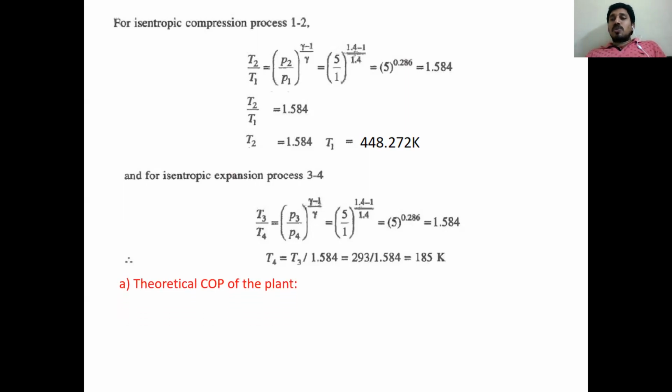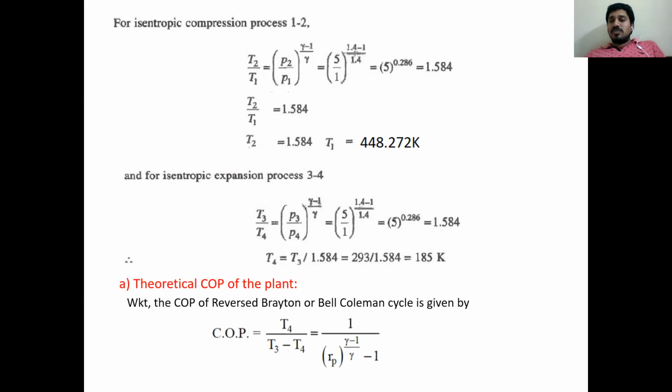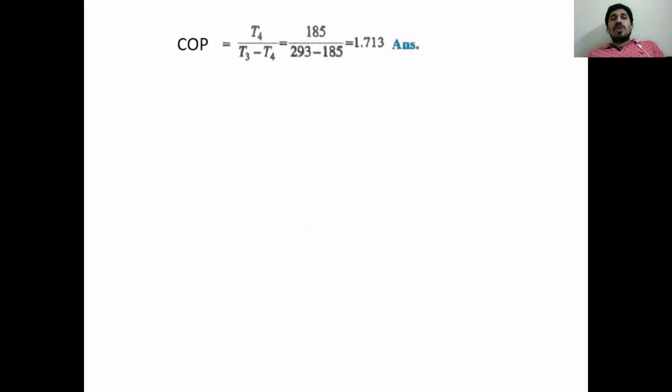Now the first objective of the problem: the theoretical COP of the reversed Brayton cycle, or Bell Coleman cycle. We know the COP equation. Instead of using temperatures, the relation is T4 by T3 minus T4. If I want to solve with pressure ratio, it is 1 by Rp to the power gamma minus 1 by gamma, minus 1. Based on the availability of data, you can use any one of these equations. Now I already solved the temperatures, so I go with the temperatures equation. So COP is equal to T4 by T3 minus T4.